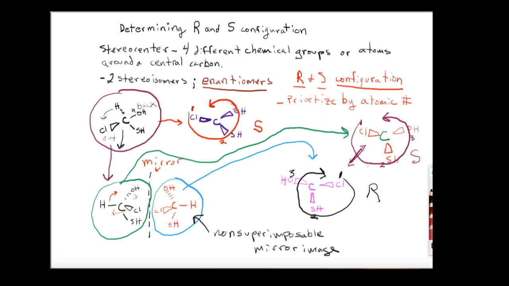All right, and this concludes the video. This is lesson 1 in determining R and S configuration in molecules. In the next lesson, we'll look at molecules that have stereocenters that have more complex external atoms. All right, so good luck, and we will see you next time.